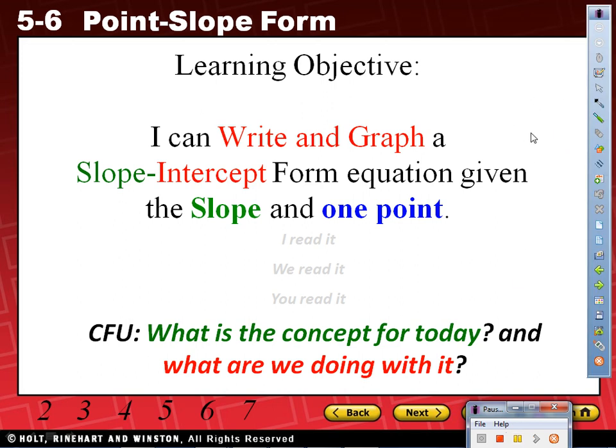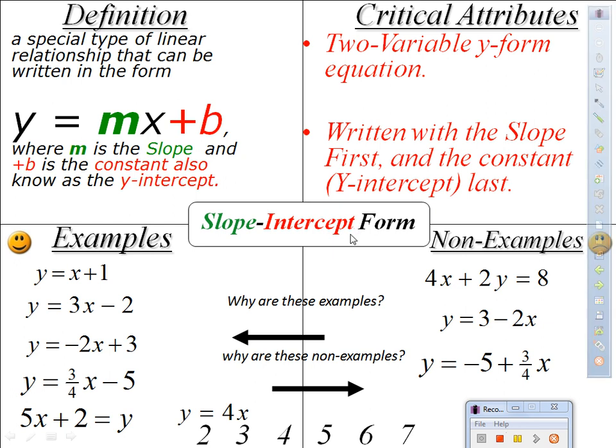So yesterday, we started with slope-intercept form. I gave you guys a Frayer model, right? We know what slope-intercept form is. It's y equals mx plus b. Slope-intercept form is y equals mx plus b. Today we're going to introduce a new form. So copy these steps down.